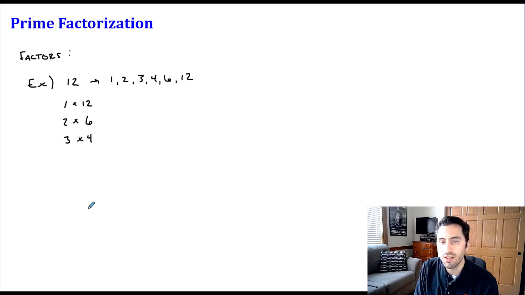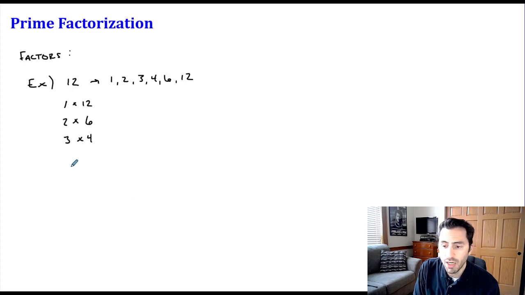It's all the things that when I multiply them by some other number, I get 12. The other way I could think of that is 12 can be divided by all of these. 12 is divisible by all the factors. So I can take 12, divide it by any of these numbers, and I end up with a whole number. The other thing to note here is how they pair up. So 1 and 12 go together, 2 and 6, 3 and 4.